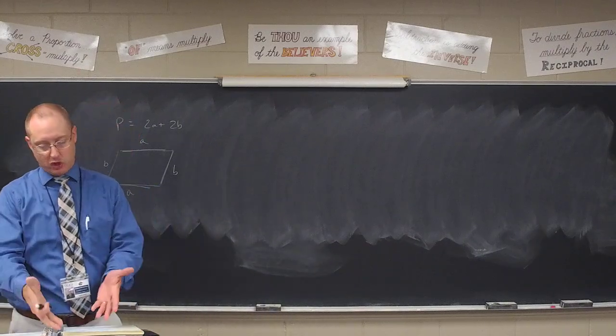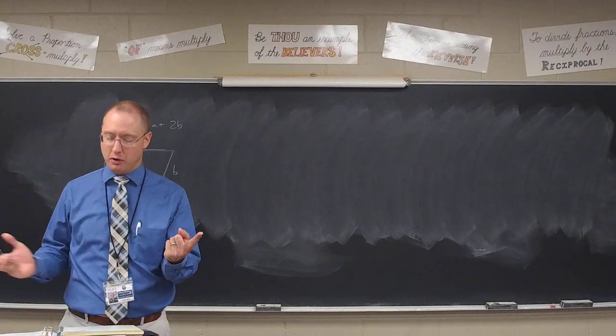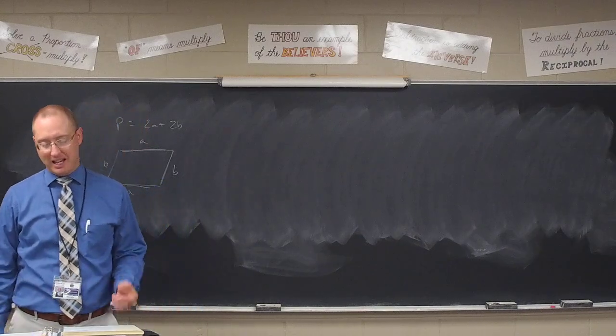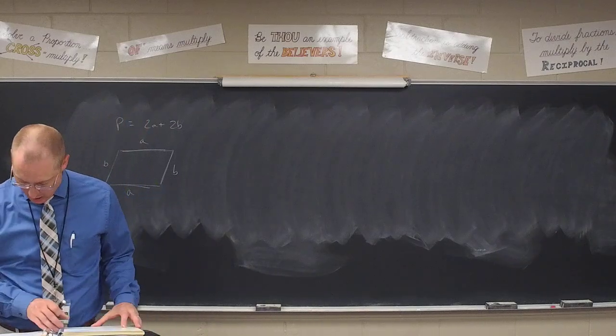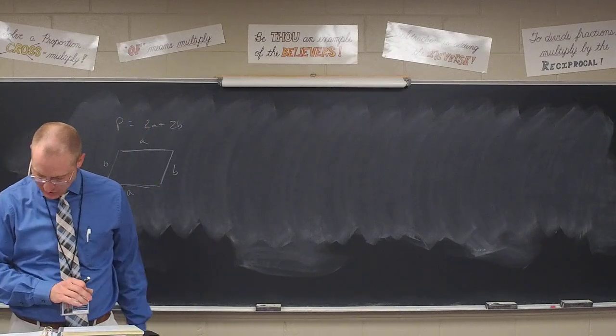Now, again, for the square, they didn't give us 4 sides. They gave us 1 because all 4 were equal. For the parallelogram, they didn't give us all 4 sides. They only gave us 2 because we know the other 2 are equal to the first 2. Dropping down now to number 26.